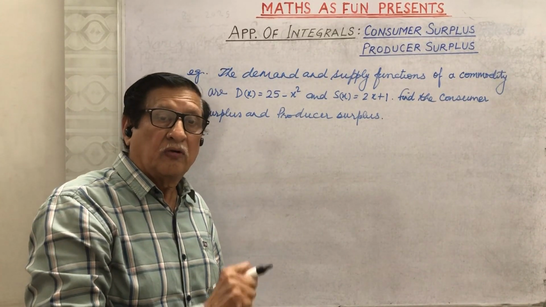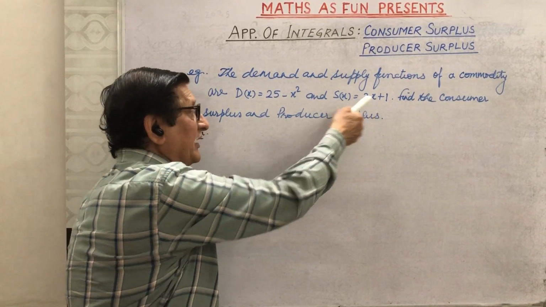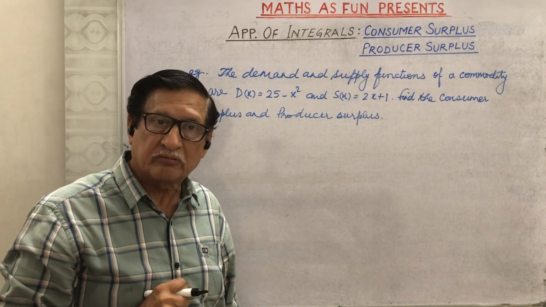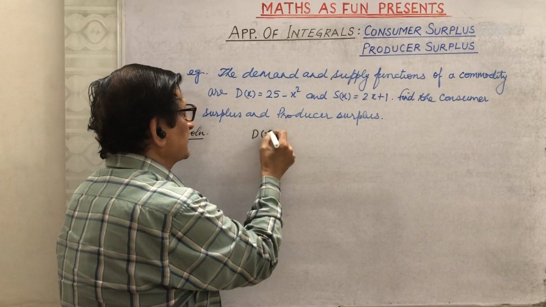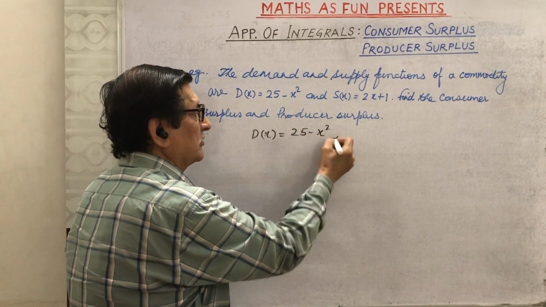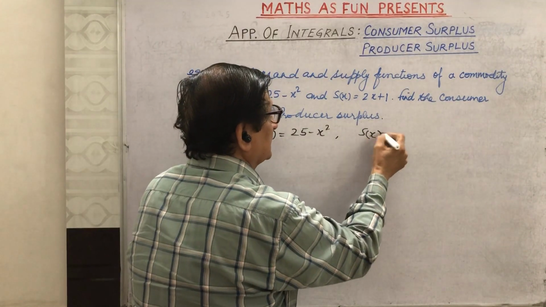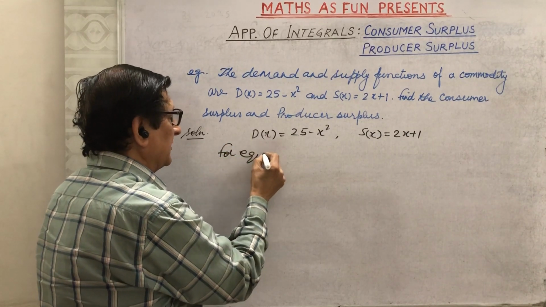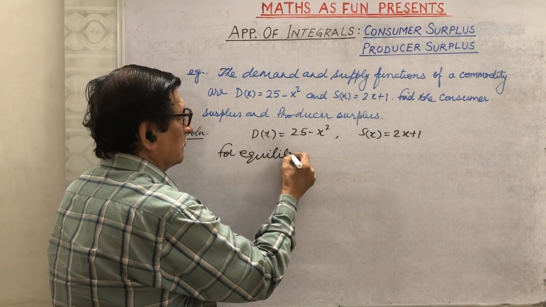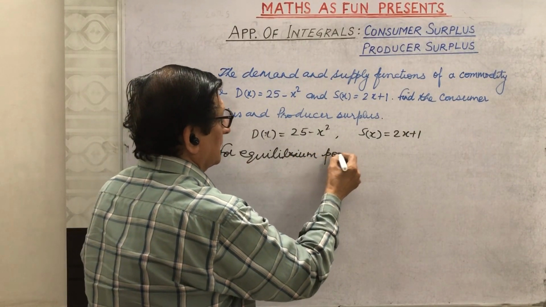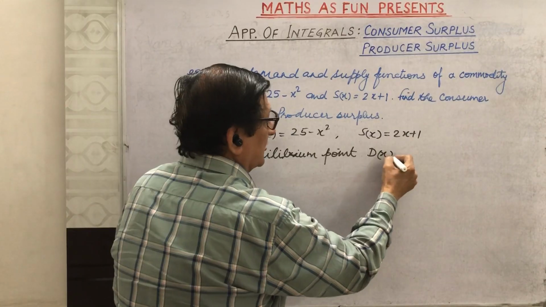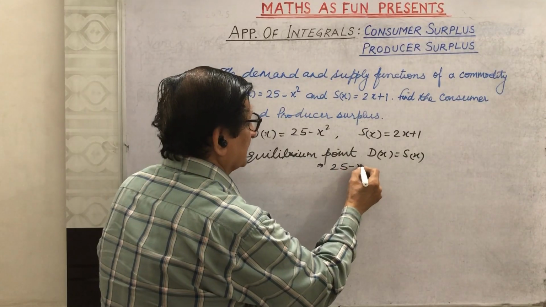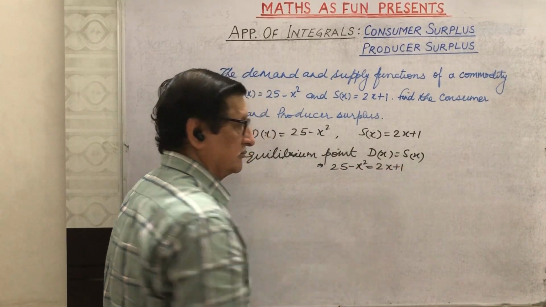We know for the solution, before finding the consumer surplus and the producer surplus, we have to find out the equilibrium point. Here we have been given d(x) is equal to 25 minus x square and the supply function s(x) is given as 2x plus 1. Now we will write for the equilibrium point d(x) is equal to s(x). It means 25 minus x square is equal to 2x plus 1.